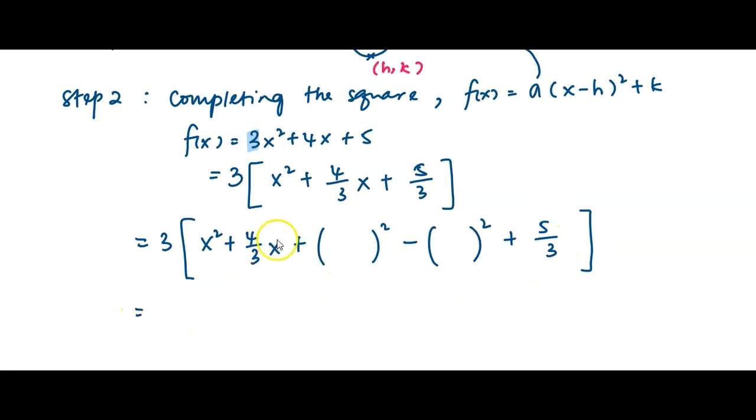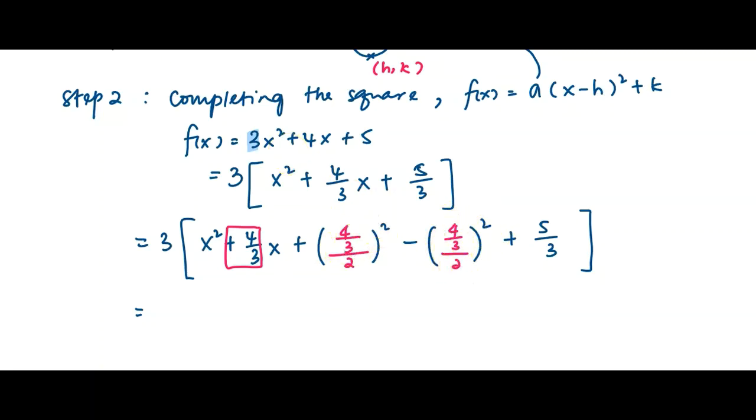All right. So you can see that now I just copy down the first two terms over here and the constant term over here. In between them, I just add on a bracket squared minus a bracket squared. So now what do we need to fill in this bracket? We need to focus on the coefficient of x. The coefficient of x is given by positive 4 over 3. So we will insert the 4 over 3 inside here, and don't forget divided by 2. Okay, positive 4 over 3 divided by 2.